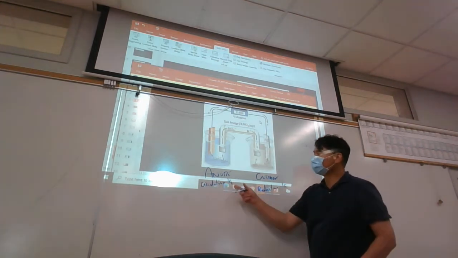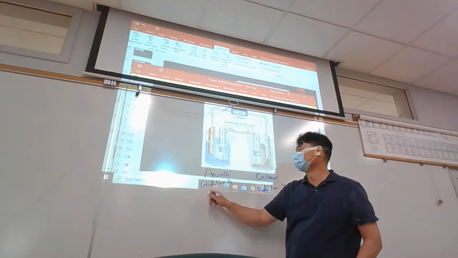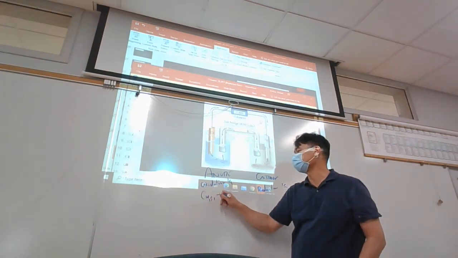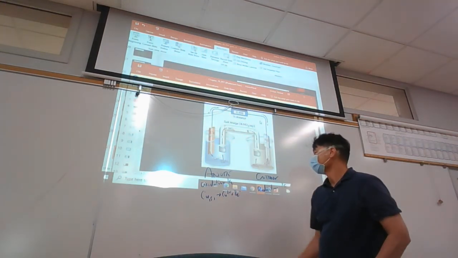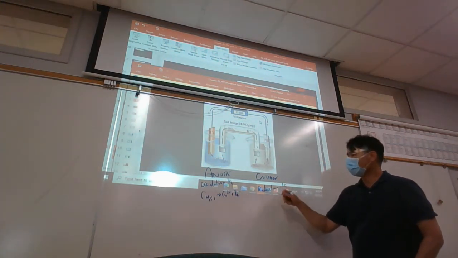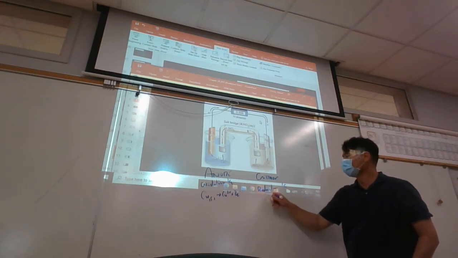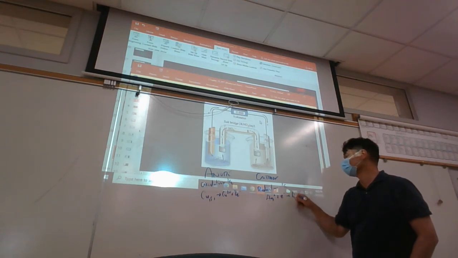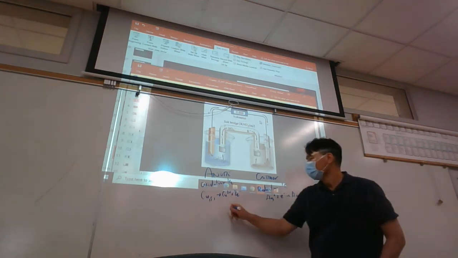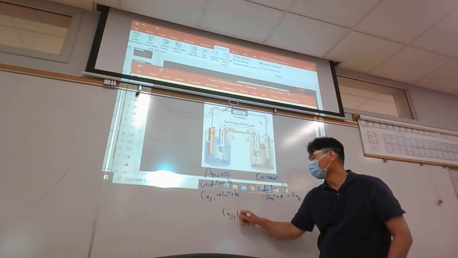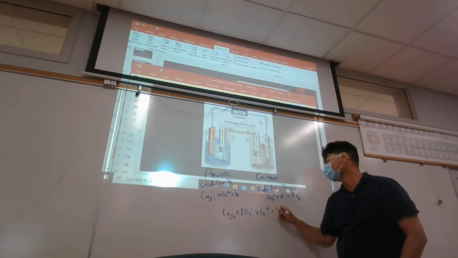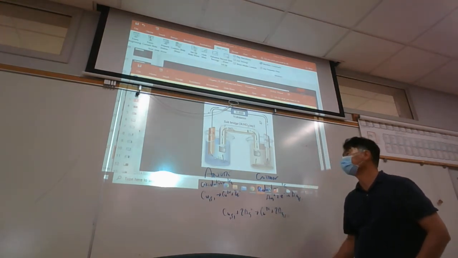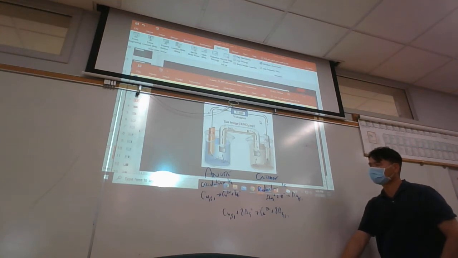When we oxidize something, we generate electrons. So here we're oxidizing copper. The oxidation half reaction is copper solid goes to copper 2 plus 2 electrons. Over here, the reduction half, reduction is gain, oxidation is loss. So we'll have silver ions plus an electron yields silver solid. The net reaction is going to be copper solid plus 2 silver ions yields copper 2 plus 2 silver solids. That would be the net reaction.